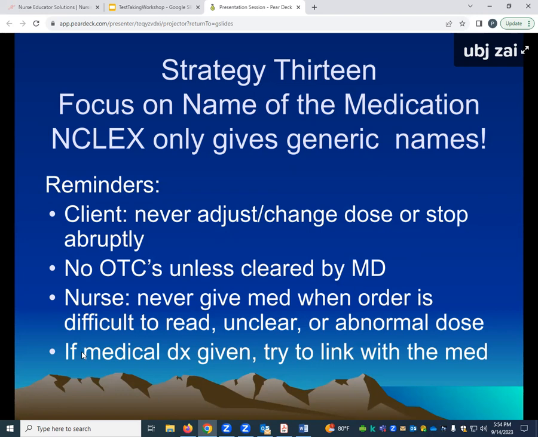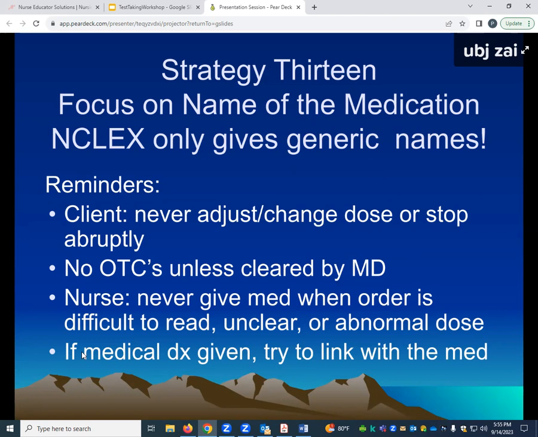Medications in our courses. But things to remember when you're reading an NCLEX question, if the option says, the client says, oh, I'm going to just stop taking this med because I'm feeling better, that's a wrong response by the patient. You can't recommend even over-the-counter drugs unless you have orders for it. So unless the question says you're working off of standing orders and you have an order for that, you can't recommend that. You're never going to give the med when the order is difficult to read, unclear, or an abnormal dose.